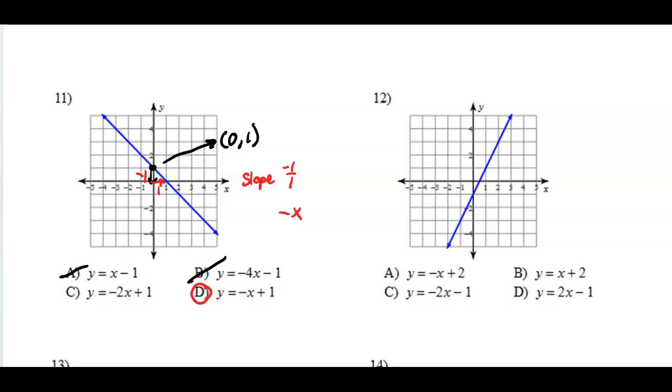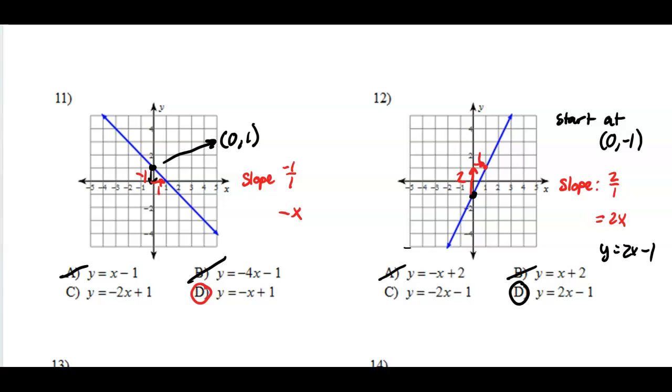Let's try one more. Number 12. Always ask, where do you start? Okay, I start right there. So I start at 0, negative 1. So anything that doesn't have negative 1 is out. Goodbye A and B. And then how do I move? Well, from this point to another point here, I go up 2, right 1. So my slope is 2 over 1. So 2x. Right? So y equals 2x minus 1. That would be D. Not negative 2x. And think about this. This is a positive sloping line, right? If I go left to right, I go up. Right? So now you're going to get a whole bunch of practice on your own.